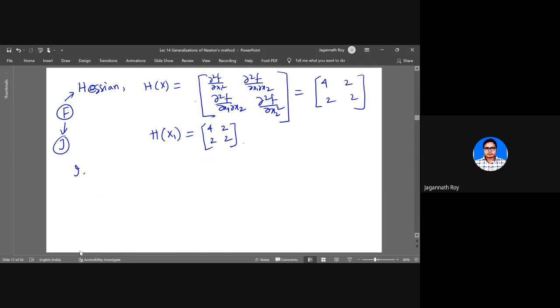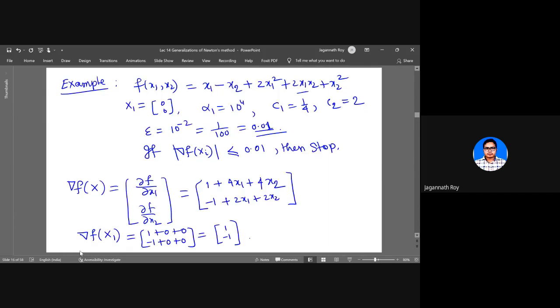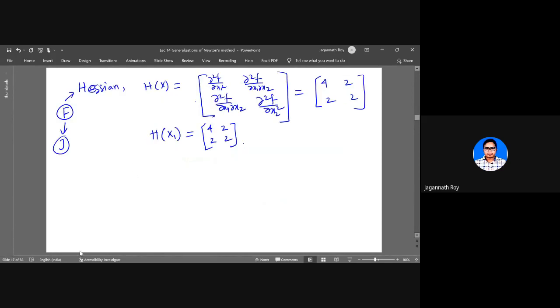Now we will perform iteration 1. Let us verify this gradient at x1. After finding this, the norm of the gradient of f at x1 is the square root of 1 squared plus minus 1 squared. So this is 1.4142, which is not less than 0.01. Okay, so we have to proceed.